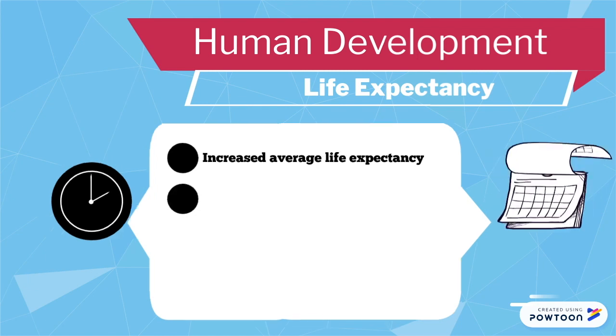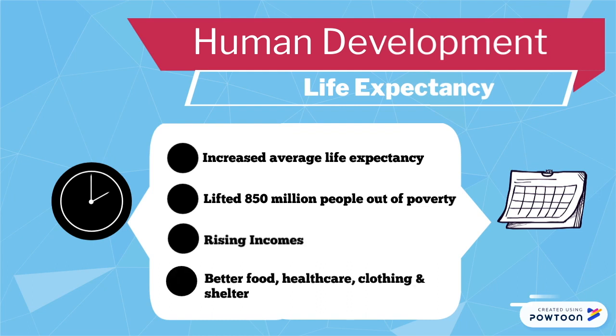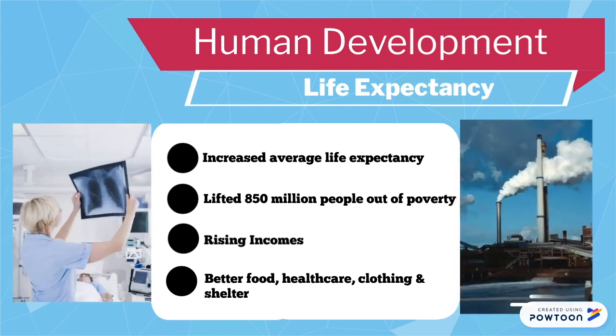China has lifted around 850 million people out of poverty. However, its growth has been uneven. The coastal urban areas have benefited much more than the rural areas. With rising incomes, people can afford better food, healthcare, clothing and shelter. But they are also exposed to more diseases and pollution because so many of them have moved to urbanized cities.